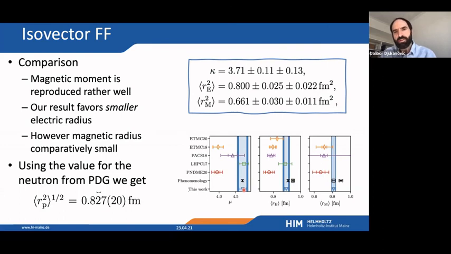Also, one has to say that some of these determinations are not even trying to do certain extrapolations. So they are done at physical quark mass, for example. So there's no chiral extrapolation needed, obviously. But there's a lot of difference in the treatment of excited states, I'd say.